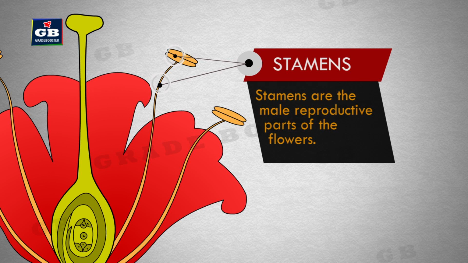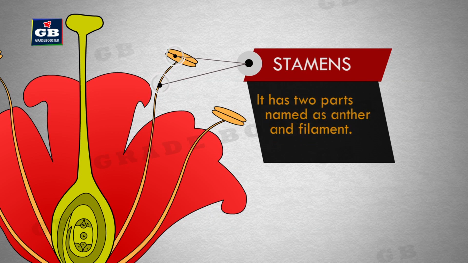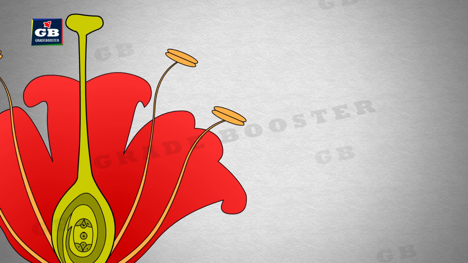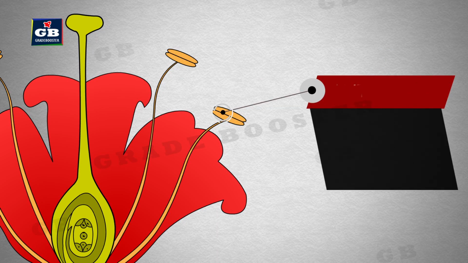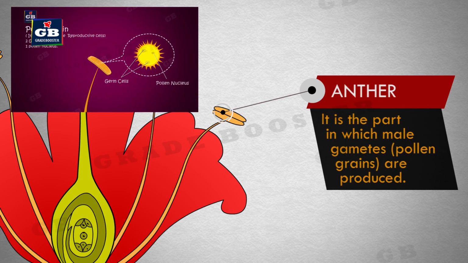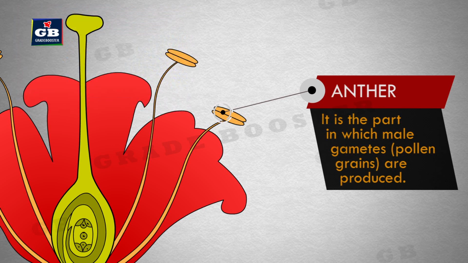Next, we see the stamens. Stamens are the male reproductive parts of the flower. It has two parts named anther and filament. Anther. It is the part in which male gametes or pollen grains are produced.